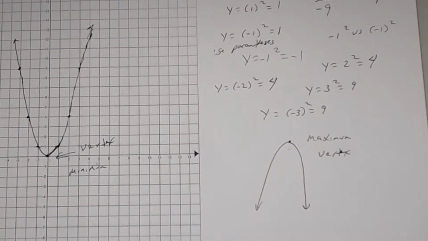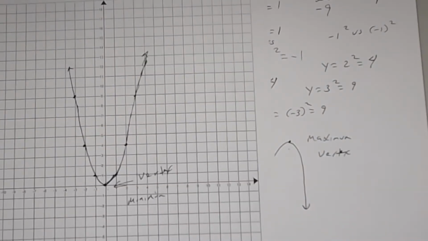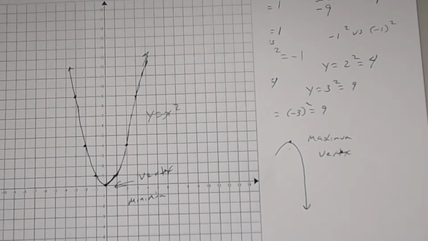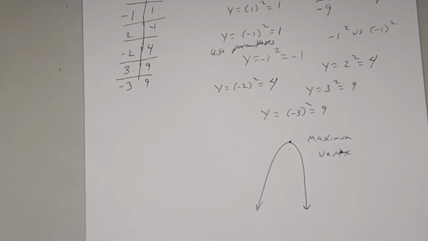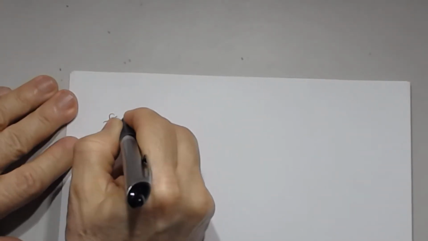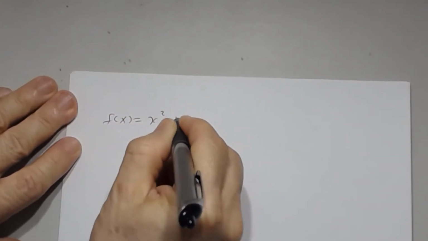All right, now this is y equals x squared. Y'all agree? Which is also called our parent function. Now let's graph y equals x squared minus 5. I'm going to call it f of x equals x squared minus 5.